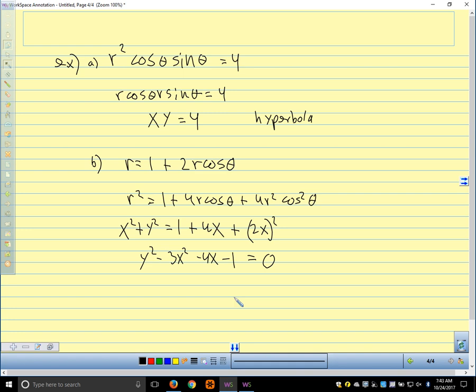Could you have also written r as square root of x squared plus y squared? Yeah, you could do that. I usually try to avoid the square roots, but you can do it the other way.